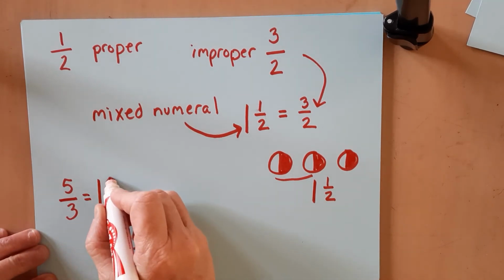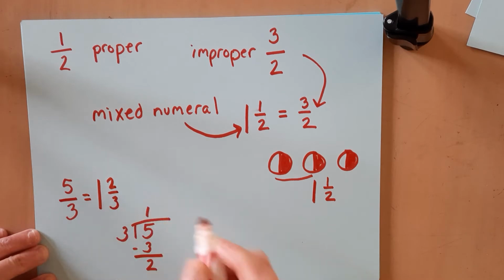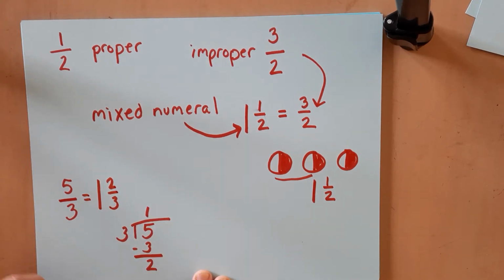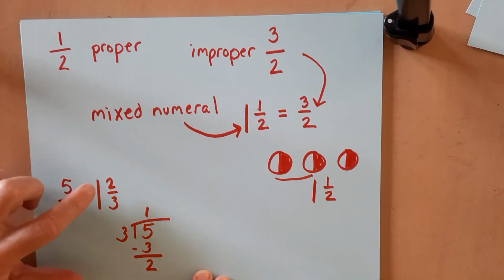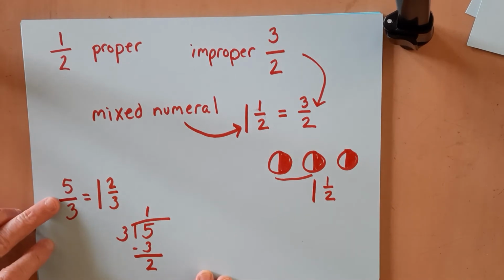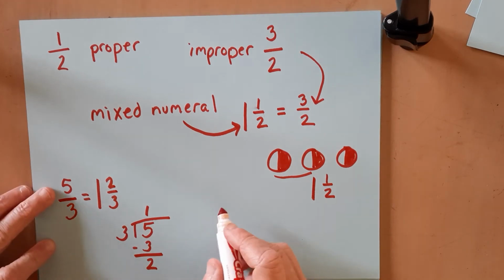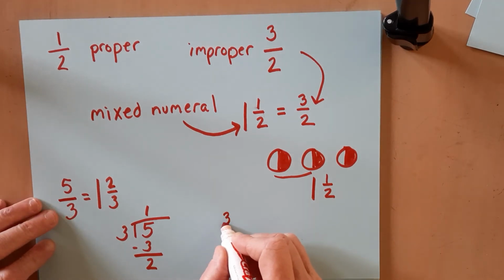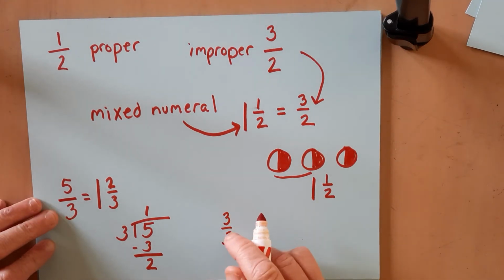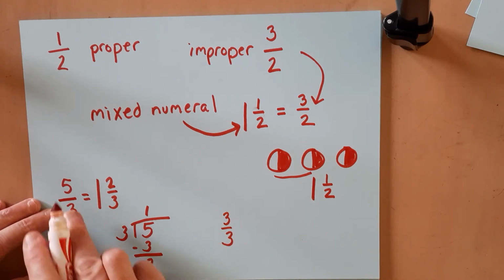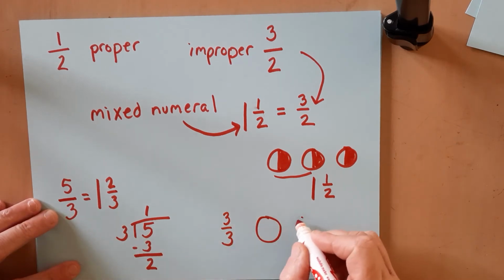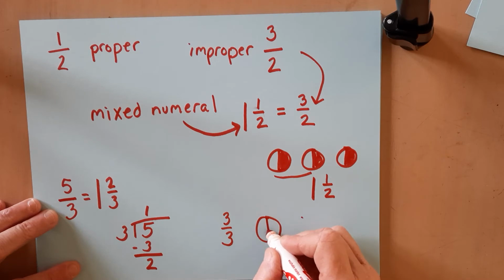So you have 1 and 2/3 left over. Let me explain that a little more, because that was kind of quick. 5/3 would equal 1 and 2/3. What that means is, if we have 5/3, 3 of those thirds, 3/3 equals 1 whole.